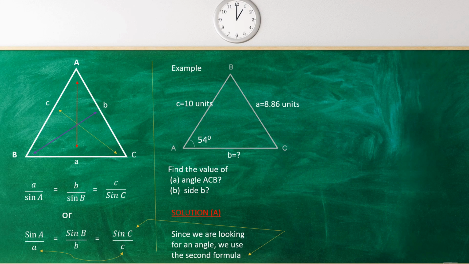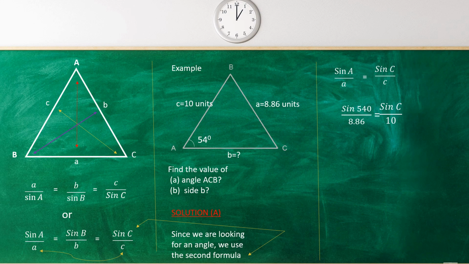Now let us substitute in. If we're going to pick sine A over A is equal to sine C over C, in this particular case, sine A is going to be sine of 54 over the side, which is 8.86 units, is equal to sine C. In this case, the angle C is not known, so just sine C divided by the side C, which is 10. Now to solve this, this is more of algebra now.